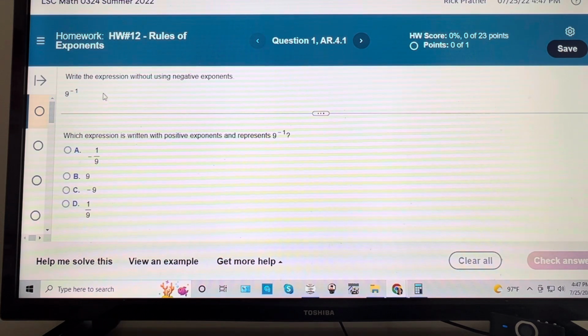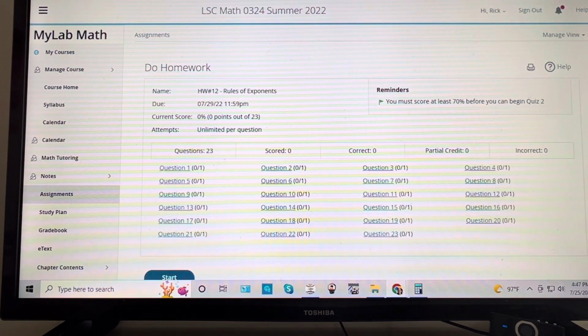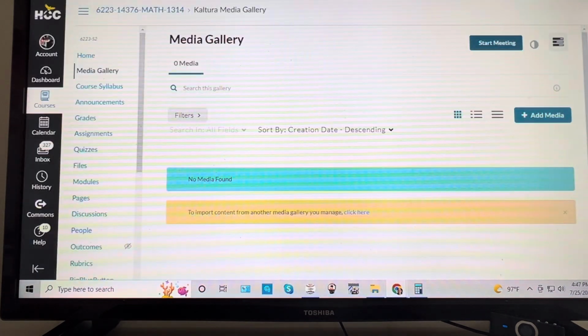Okay, so write the expression without using negative exponents. It's kind of an unwritten rule that you should never in a final answer put a negative exponent in the final answer. But that was one of the 6 rules I just mentioned. 9 to the negative 1, it's literally 1 over 9 to the positive 1. That's all the negative exponent rule does.